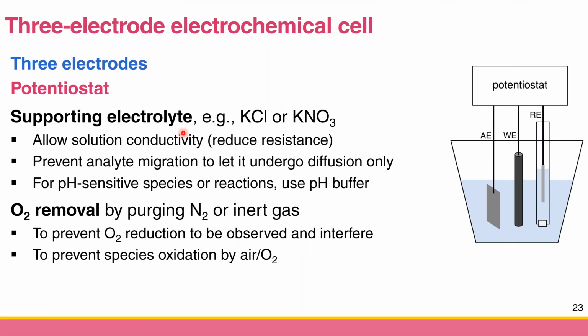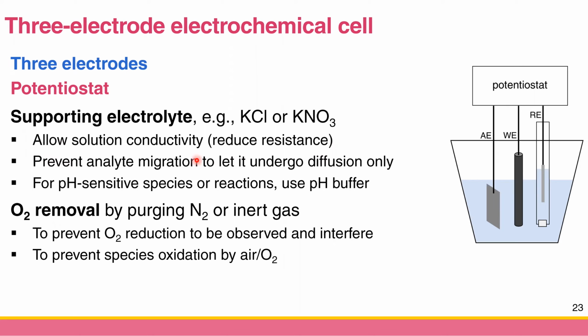This is an electrolyte of high concentration, for example, maybe 1 molar KCl or 1 molar potassium nitrate. And this supporting electrolyte, of course, will allow the solution conductivity to increase and reduce the resistance. Another role of the supporting electrolyte is that it will prevent the analyte migration.